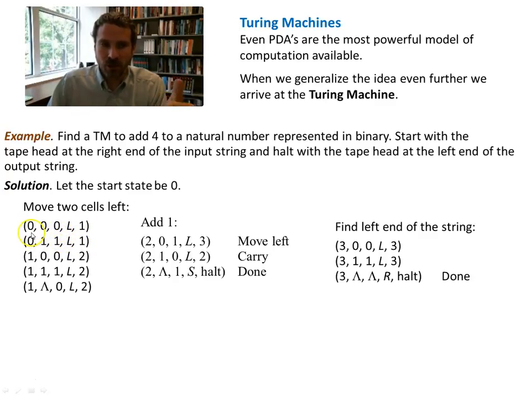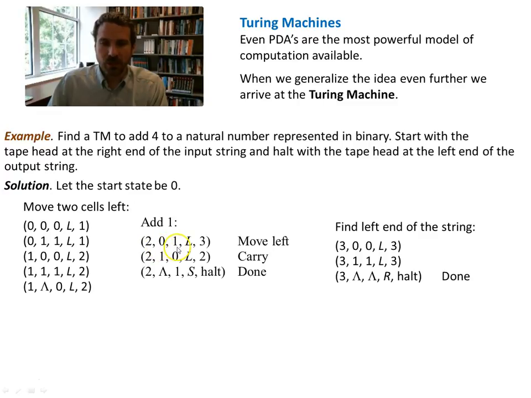So this is state 0, which means I moved 1 cell to the left. And now I'm in state 1. So in state 1, I'm going to move to the left again. So state 1 and state 0 are the moving of the 2 cells to the left. You can imagine if I wanted to add 8 to a number, I would just have 3 move lefts first. If I wanted to add 16 to a number, I would have 4 move lefts first. And then we add 1.